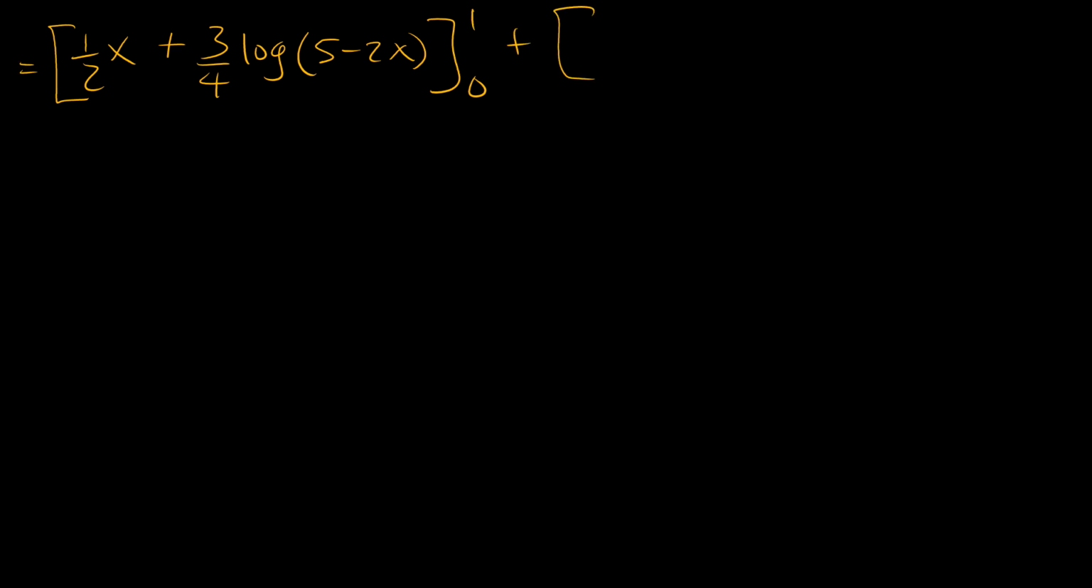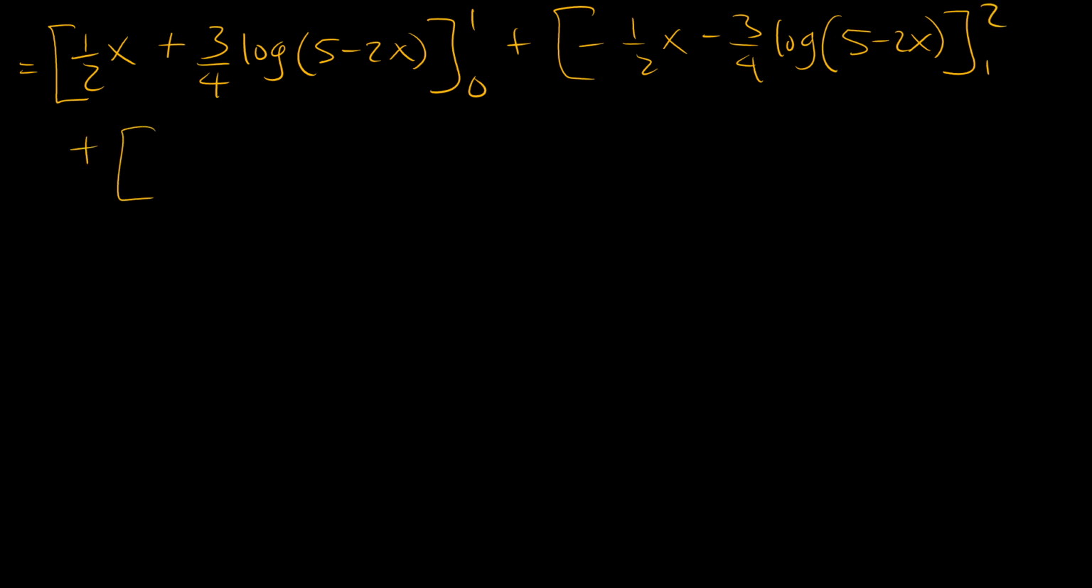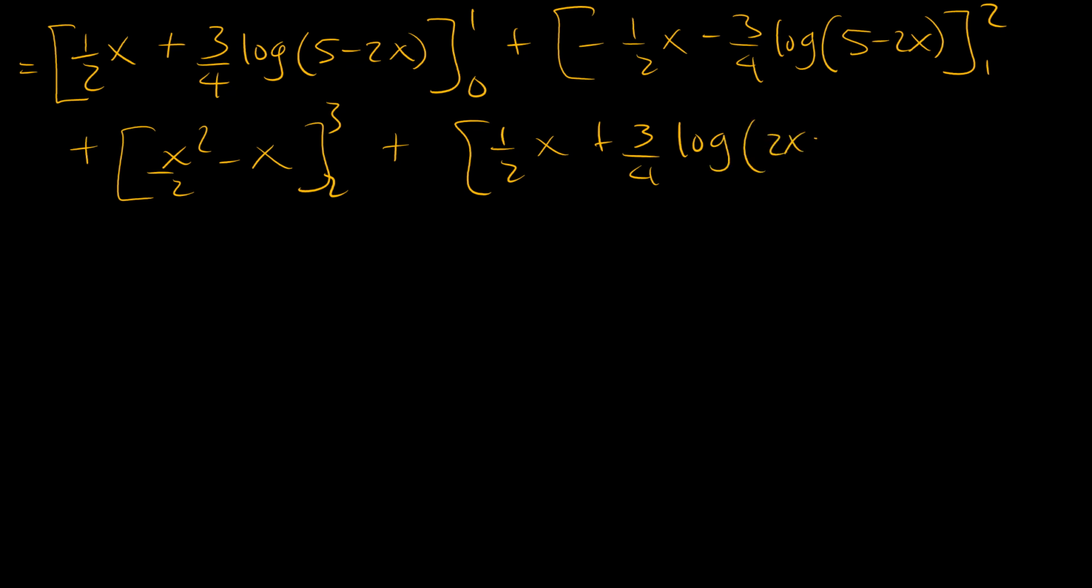So we have a half x plus 3/4 natural logarithm of 5 minus 2x, 0 to 1, plus negative a half x minus 3 over 4 log of 5 minus 2x, 1 to 2, plus x squared over 2 minus x, 2 to 3, plus a half x plus 3/4 natural logarithm of 2x minus 5, 3 to 4.